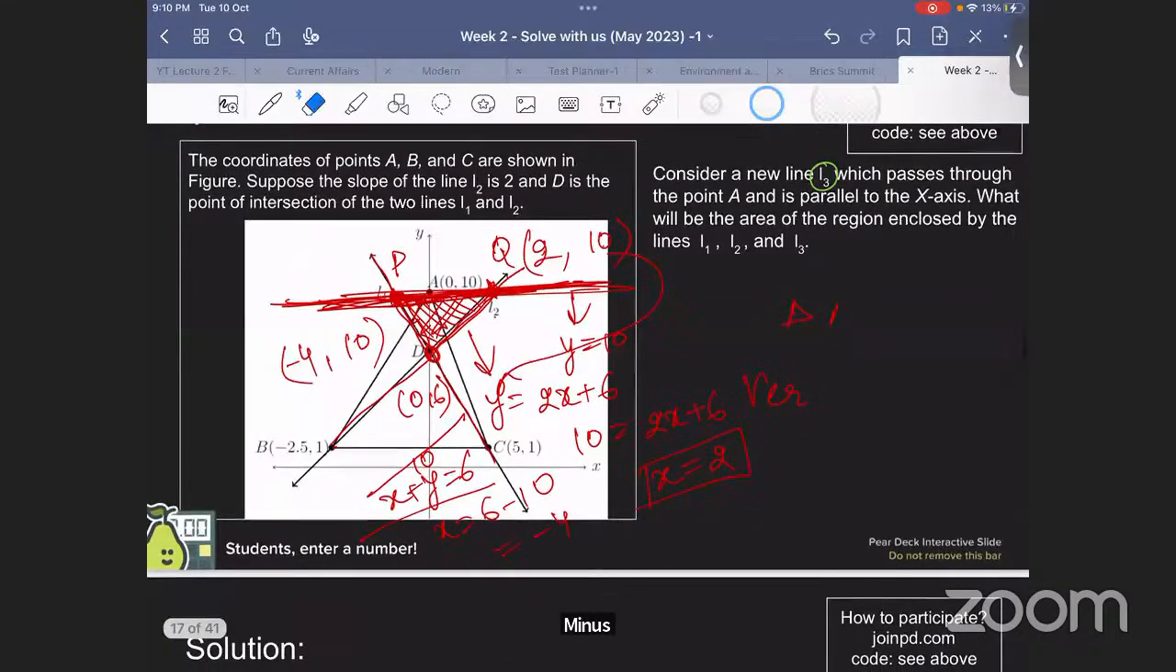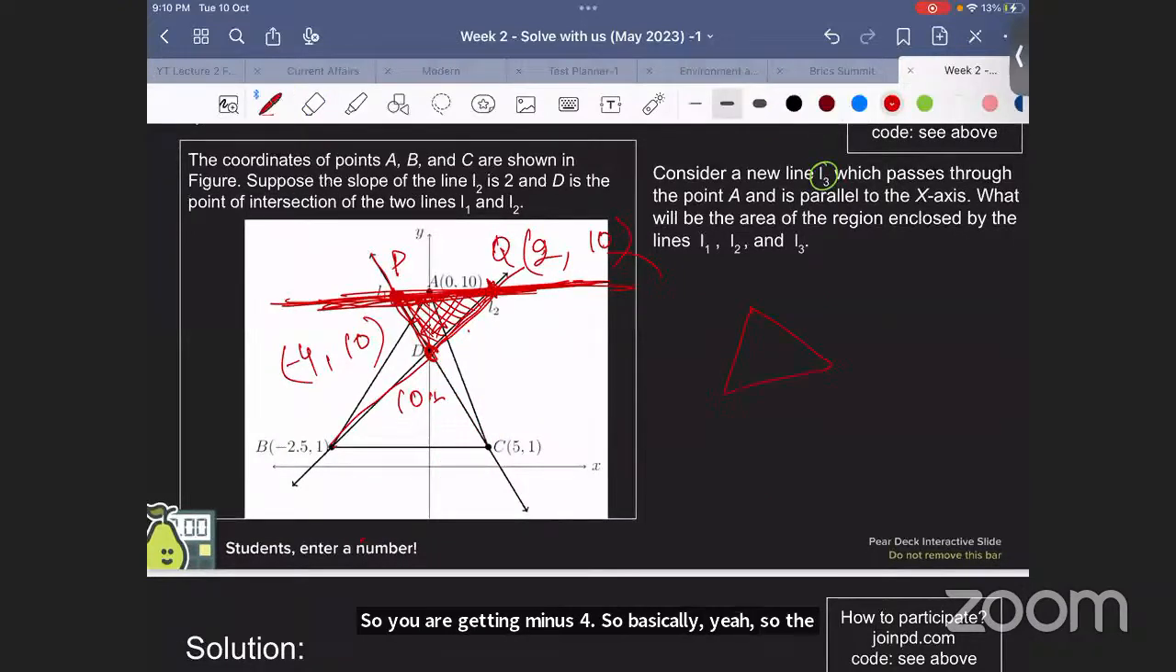So we have calculated. After this, we can now calculate using the formula of the area of a triangle. We have the coordinates to calculate the area of the triangle. So this is D, this is P, this is Q. Q is what? 2, 10. This is minus 4, 10. And this is 0, 6.